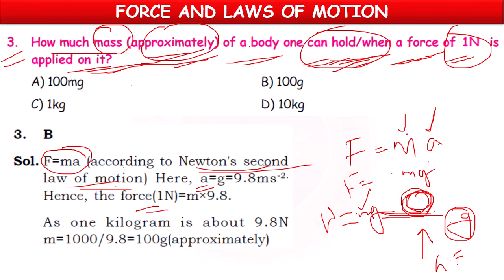Here the force they have given is 1 newton. For holding, we will make use of the concept of weight. Here force is nothing but the weight of the body. Weight they have given as 1 newton. Mass we have to find out. The g value equals acceleration due to gravity, 9.8. So force equals m into 9.8. But 1 kilogram is about 9.8 newtons.